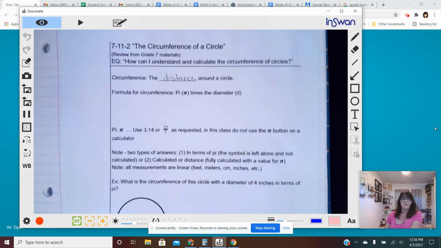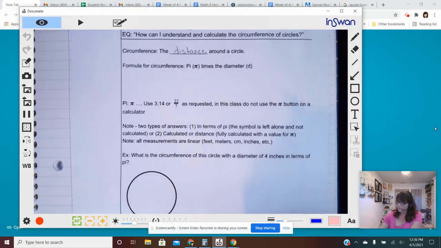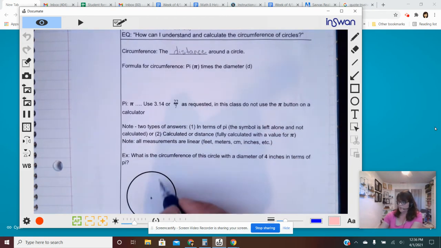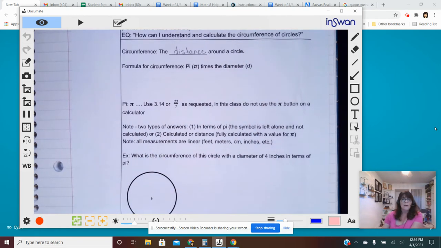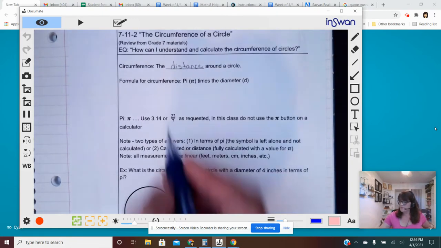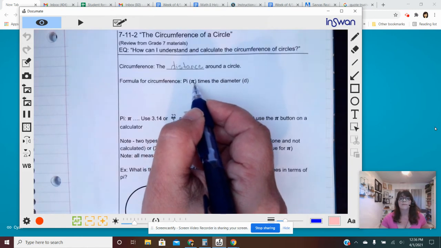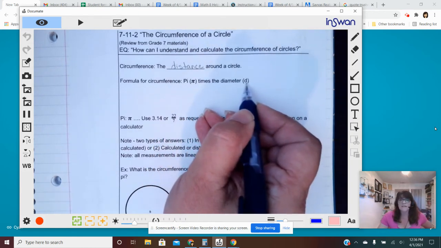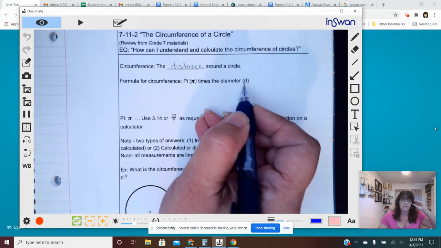Okay, so given that a circle is a set of values that is equally distanced from the center point, the circumference is that distance. Start here and go. Okay, now the formula for circumference is pi, which is that symbol right there. It's a Greek letter. That's where that comes from. Times the diameter, and diameter is a lowercase d.